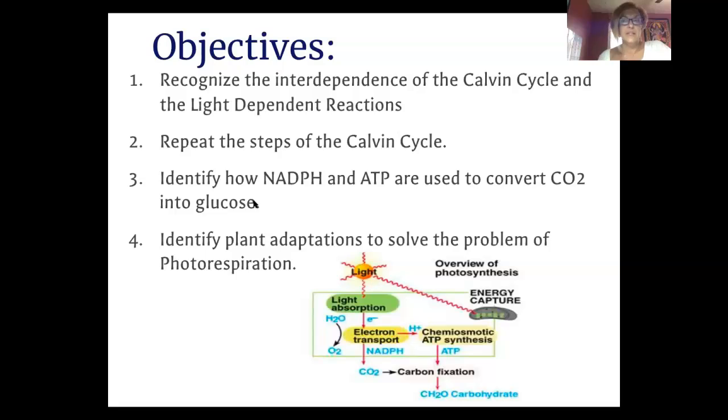Identify NADPH and ATP. What are we doing with them that allows us to convert CO2 into glucose? And then I don't know that I want to hit photorespiration today. Down the road, we're going to identify adaptations that plants use so that they're not using the oxygen that they're making or that they're bringing in.